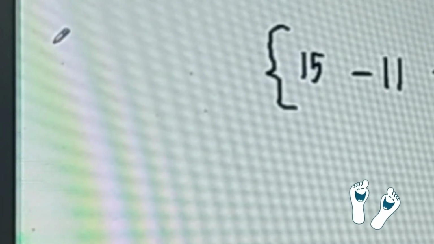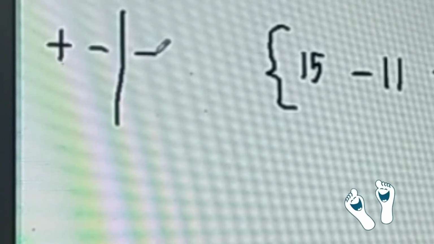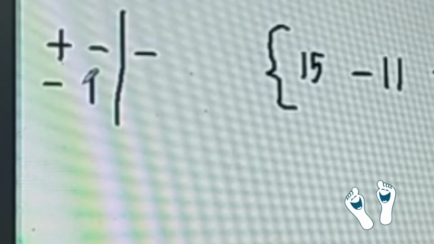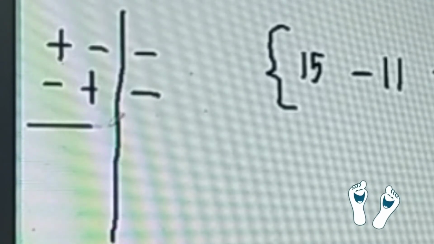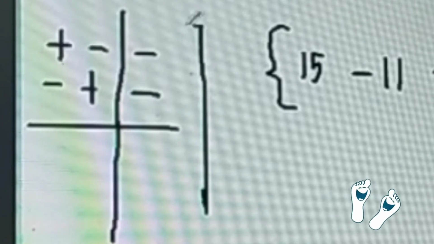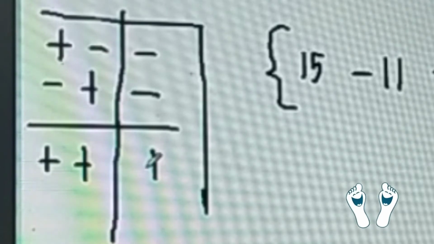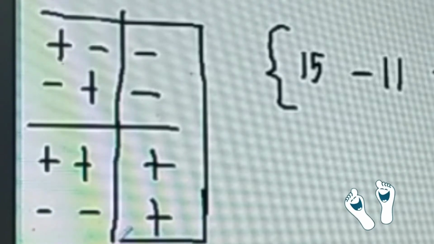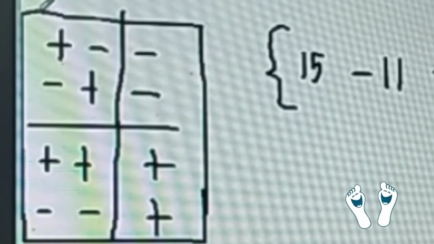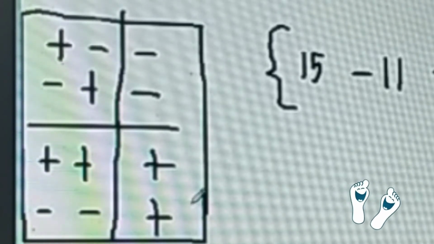I will write it here. If different sign, negative and positive will always give you negative. Okay? But if I have here positive and positive will give you positive. Negative and negative will give you positive. Okay, you have to remember this one.